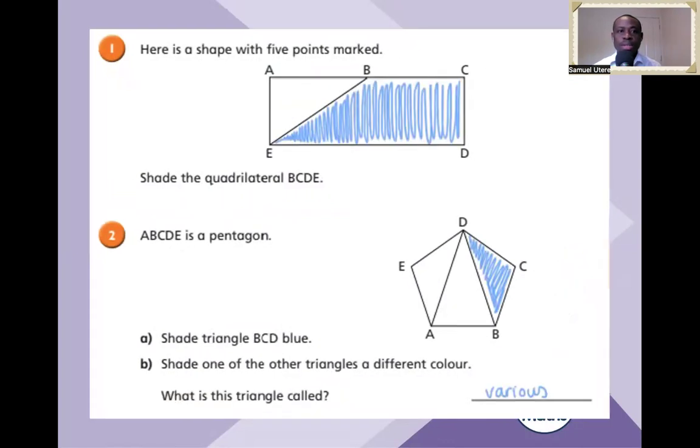So here you were asked to shade the quadrilateral BCDE. So you now know the convention, how we label quadrilaterals or how we label polygons, and that is the answer. Next, you were asked to shade triangle BCD blue, and then shade one of the other triangles a different color. You could have different answers. You could shade it red, you could shade it green, whatever color you choose.